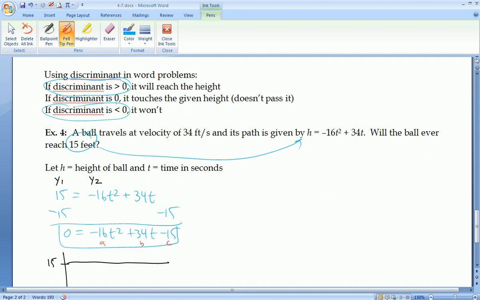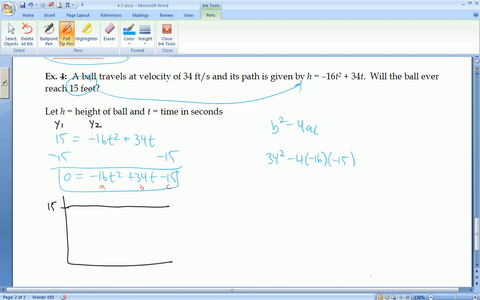It's below height. So our discriminant, b squared minus 4ac, let's go ahead and see. 34 squared minus 4 times negative 16 times negative 15. Definitely use a calculator for this stuff. Remember orders of operations, okay? If you subtract anywhere in the beginning of this, you're going to get this wrong. 34 squared is 1,156. And then negative 4 times negative 16 times negative 15 is negative 960. We go ahead and add those up, and it's 196.